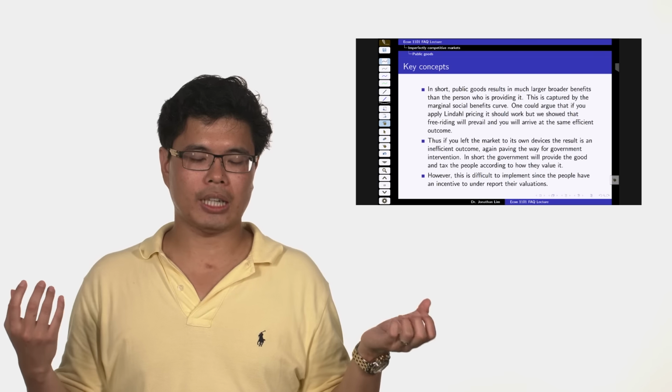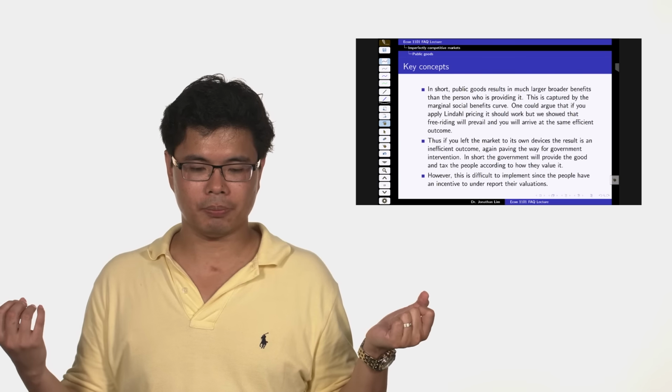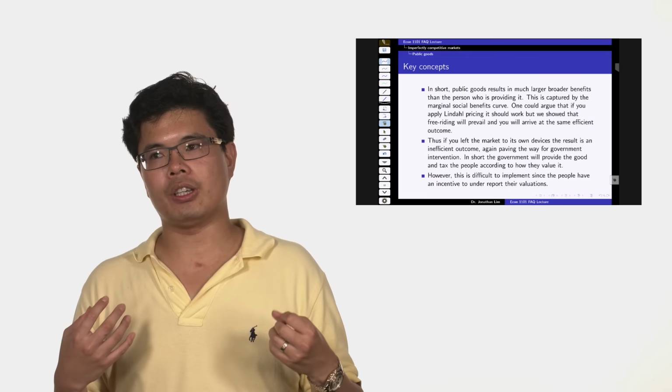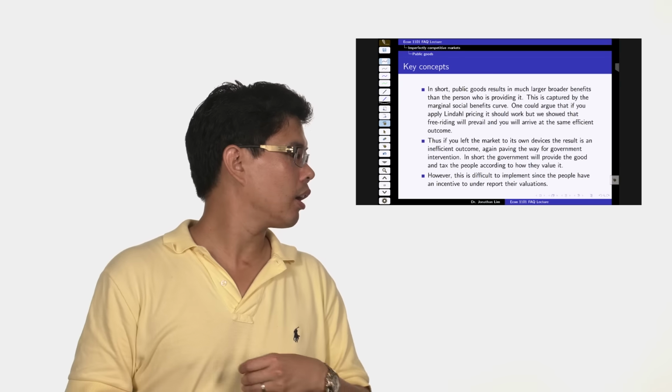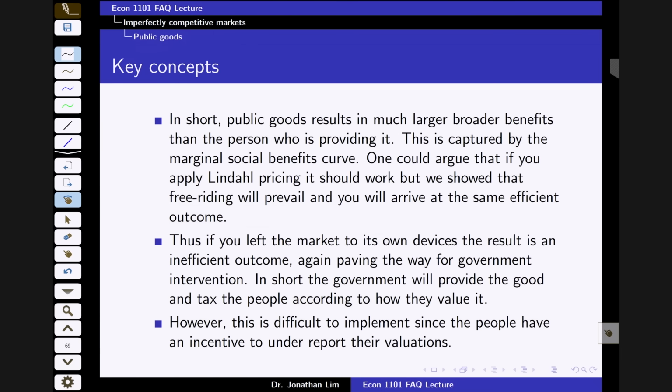So how do we actually solve this problem? One way to solve this is through some sort of taxing system, okay? So what the government would need to do is to tax people according to how they value it, right? And then if you tax them, you can arrive at an efficient outcome. The actual mechanism, again, is in the review slides.